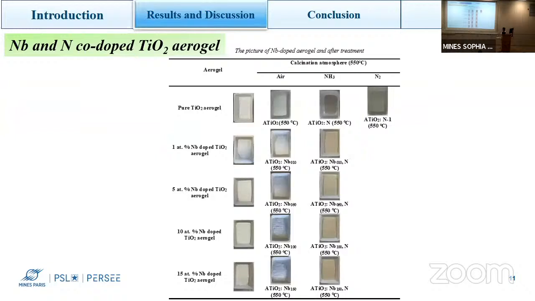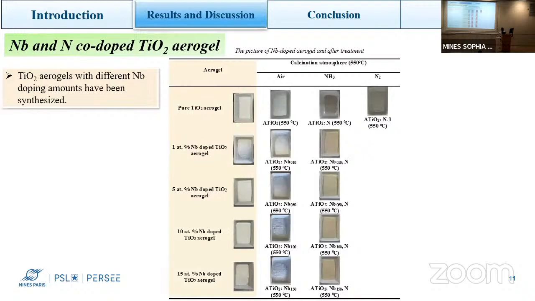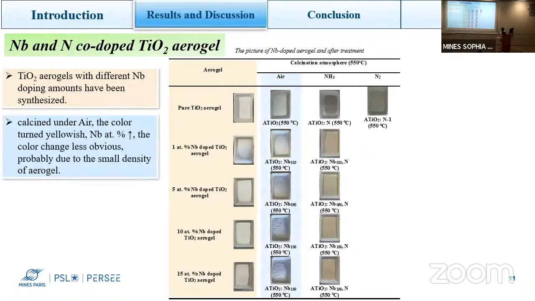For the niobium and nitrogen co-doped TiO2, first we synthesized different niobium-doped TiO2 samples from 1% to 50%. After doping, the gel color looks a little yellowish because of the niobium doping. After we calcined in air, we obtained the niobium-doped TiO2 aerogel, and compared with the alcohol gel the color is more yellowish. But with different niobium doping amounts, the color changes less obviously, maybe because of the small density of the aerogel.